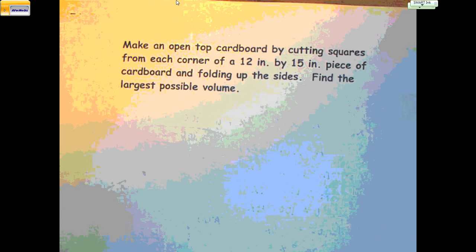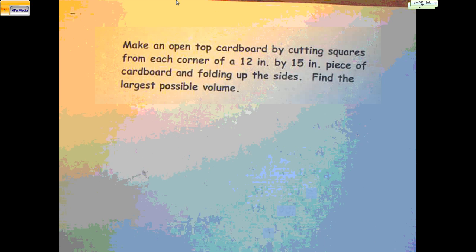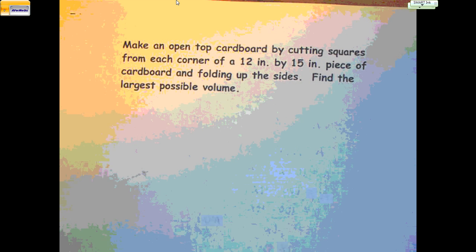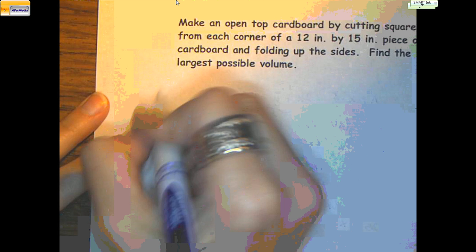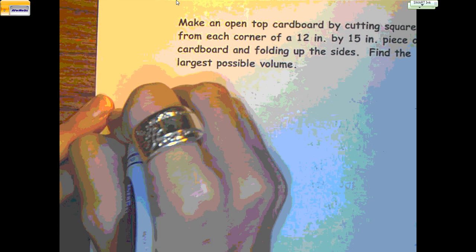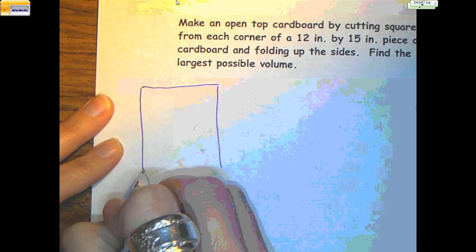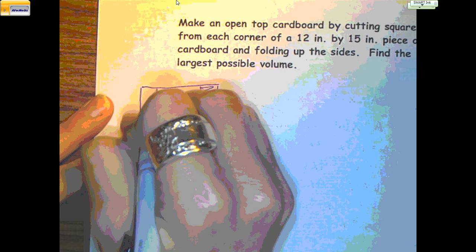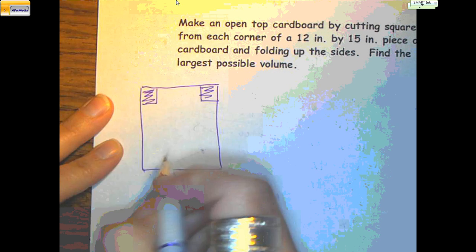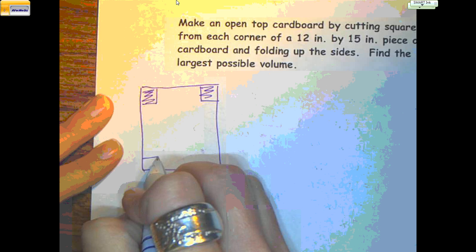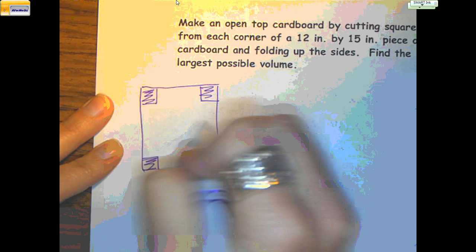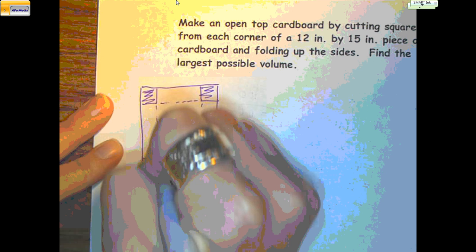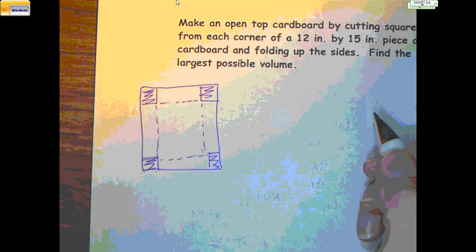It says to make an open top cardboard box by cutting squares from each corner of a 12 by 15 inch piece of cardboard, and you fold up the sides. And you guys probably know this, but in case you didn't, you have a rectangle, and if you cut squares out of the corners, and then you fold up all these little guys along the dotted lines, you get a box that's open on the top. You guys know that, right?